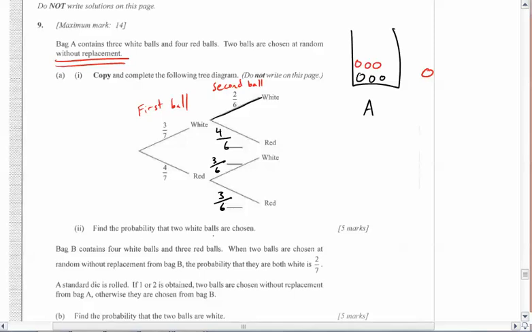Find the probability that 2 white balls are chosen. So that means that we get white on the first time and white on the second time. Whenever you use the word and in probability, that means you're multiplying. So we got 3 out of 7 times 2 out of 6. So 6 out of 42, aka 1 out of 7 chance.